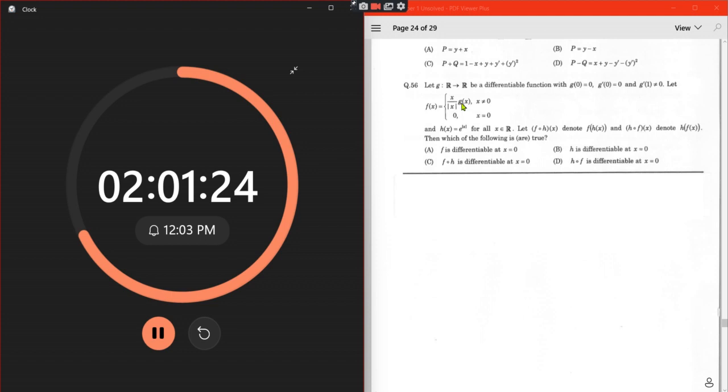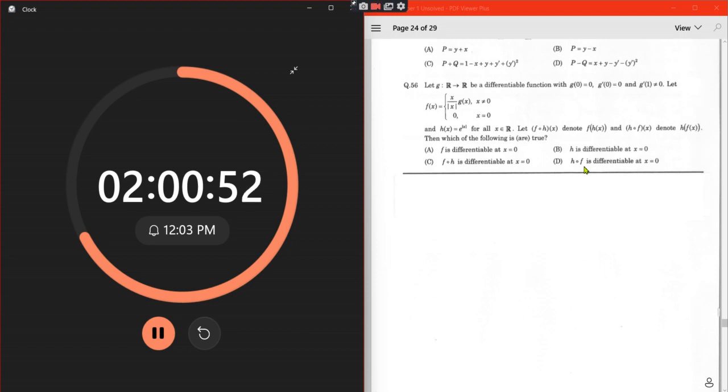और क्या है? H is differentiable at x equal to 0. H का क्या है? H is e power mod x. इसका डेरिवेटिव कैसा रहेगा? At positive x it is just e power x. At negative x it is negative e power negative x, of course. So at x equal to 0, एक side 1 है, एक side negative 1, that doesn't make any sense. It's not differentiable.